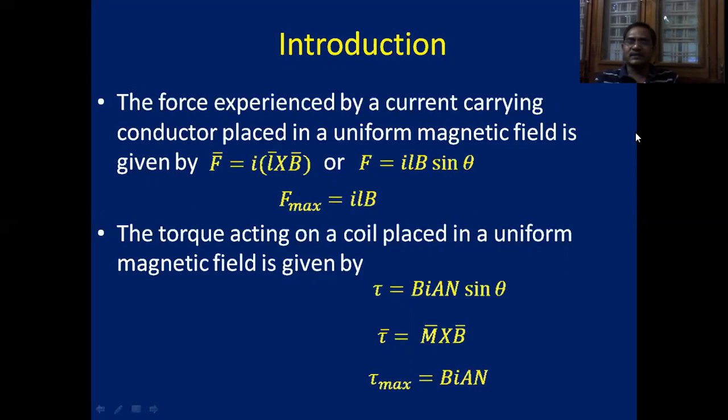And one more point is, when the current carrying coil is placed in the uniform magnetic field, then the torque acts on it, tau equal to BIAN sin theta. In vector form, we write it as tau bar equal M bar cross B bar, where theta equal to 90 degrees, then tau maximum equal to BIAN. In that formula, B stands for magnetic field induction, I the amount of current flowing through the coil, A the area of the coil, N the total number of turns.